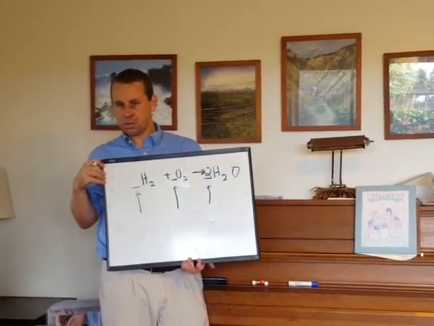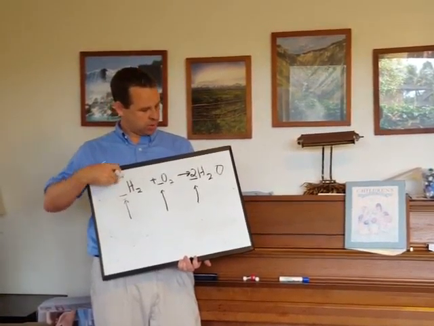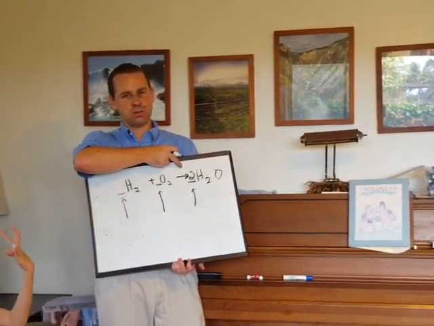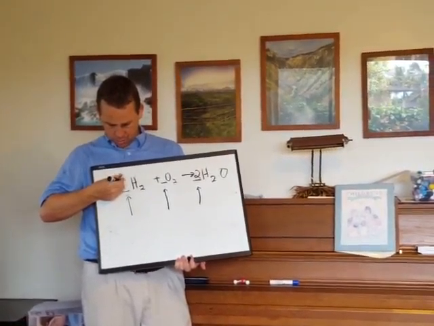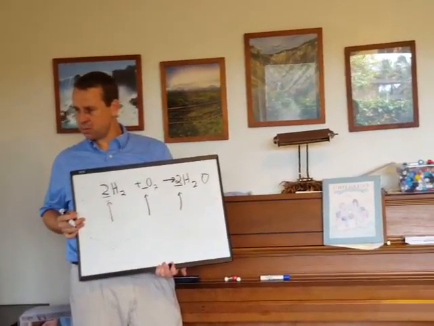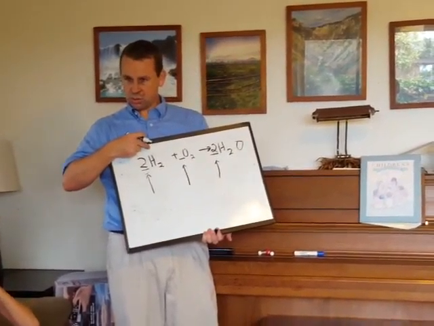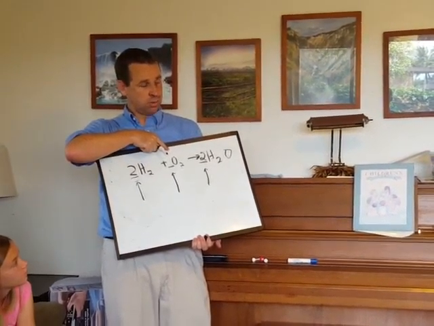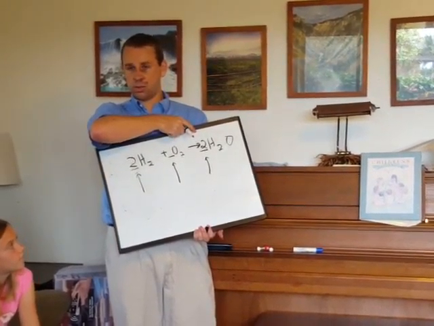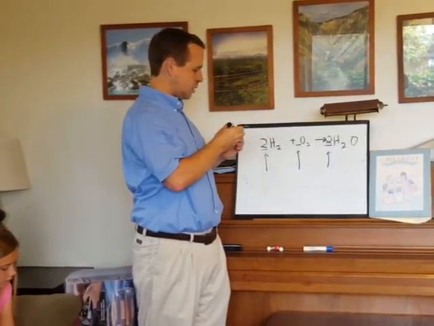There's 4. Now, how many hydrogens do I have on the left? 2. And how many hydrogens do I have on the right? 4. Put a 2 in front of the H2. Now I need a 2 here because I need 2 more hydrogens. 2 H2? Now are we balanced? Yes. 2 H2s come together with an O2. How many O2s do we have? 1. And we make what? 2 H2Os. All right, so let's see if that makes sense.